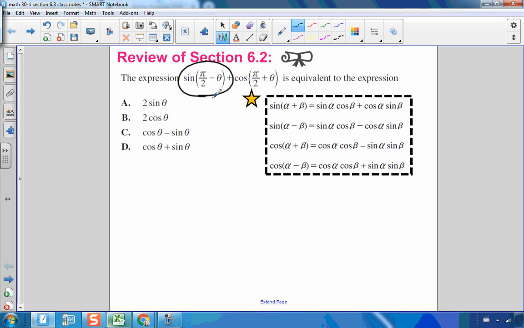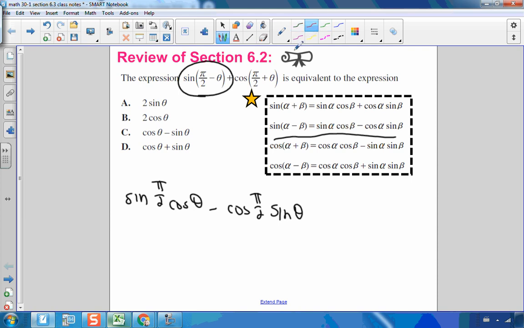For the sine where I am subtracting, I'm going to use this one right here. So sine of pi over 2 minus theta is going to become sine of pi over 2 cos of theta minus cos of pi over 2 sine theta. So let's just tidy this up before we go on to the cos part.